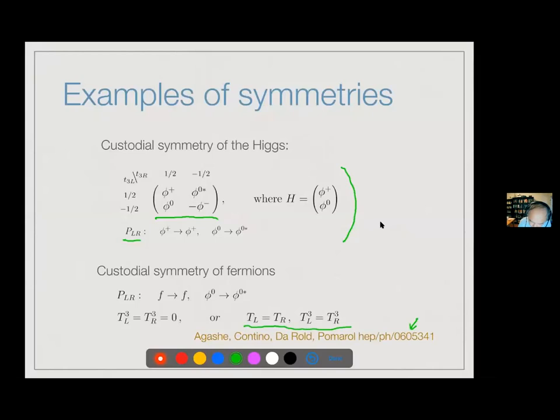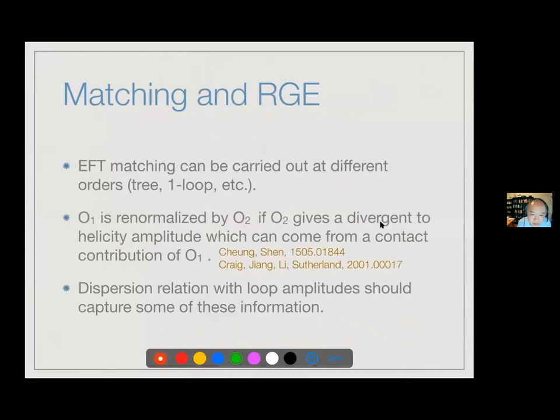Okay, so finally, we can talk about the matching and the RGE, right? This is one of the big features that the EFT allows you to do in a very convenient way. Again, EFT matching is a standard procedure. It can be carried out at different orders. You can do this at tree level, at one loop, and so on.